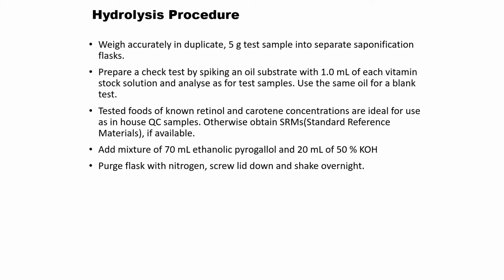So we have to add to the mixture ethanolic pyrogallol and 20 ml of 50% potassium hydroxide. Purge the flask with nitrogen, screw the lid down and shake overnight.